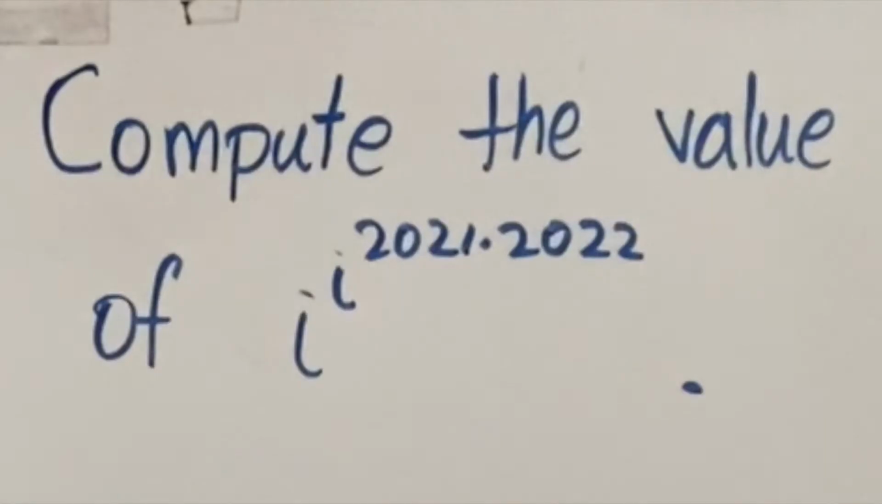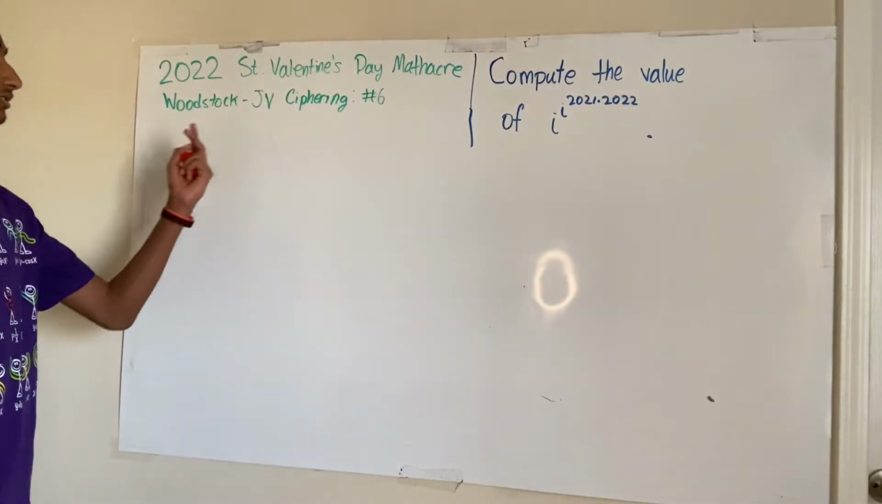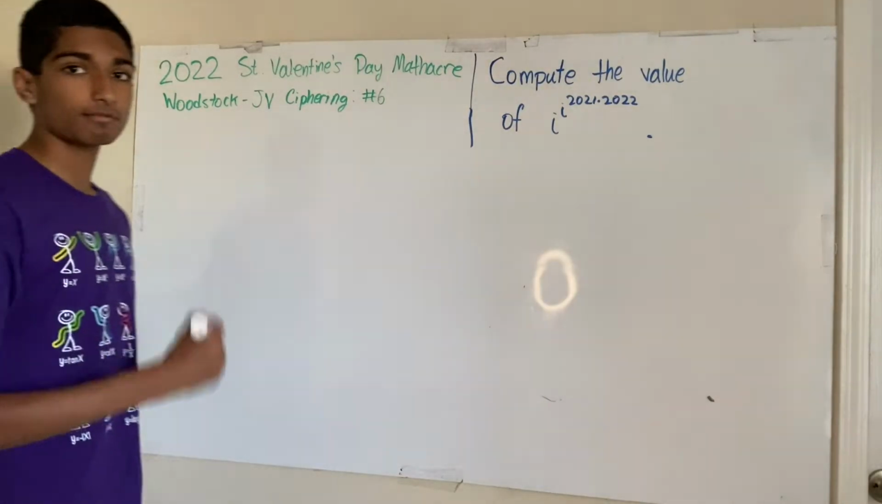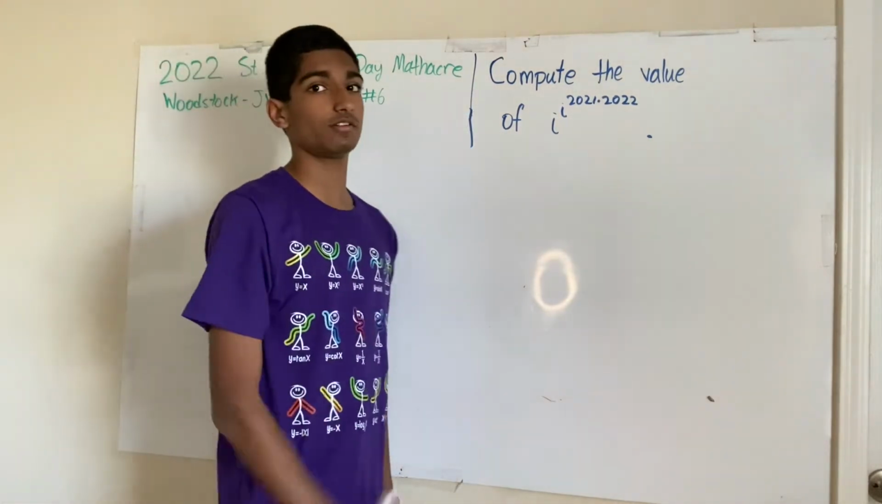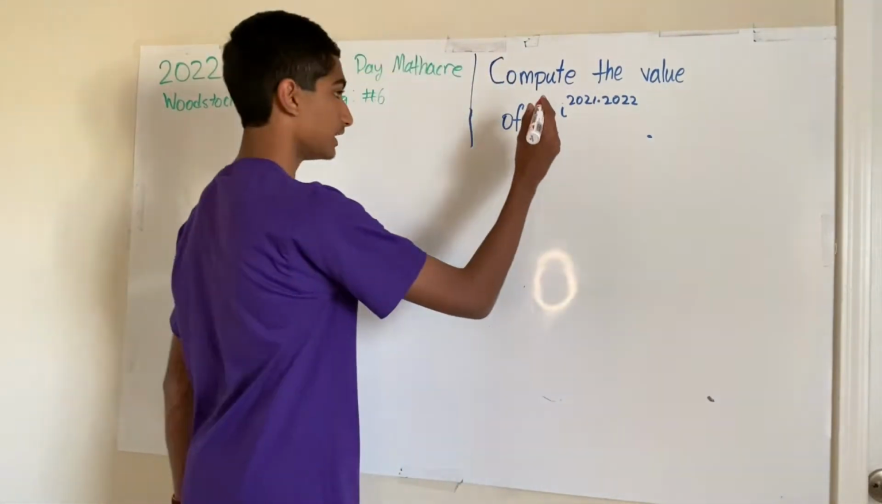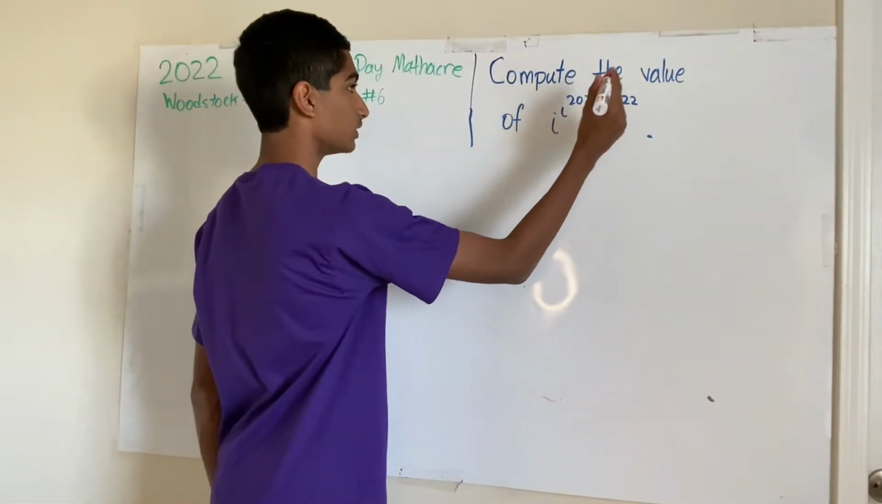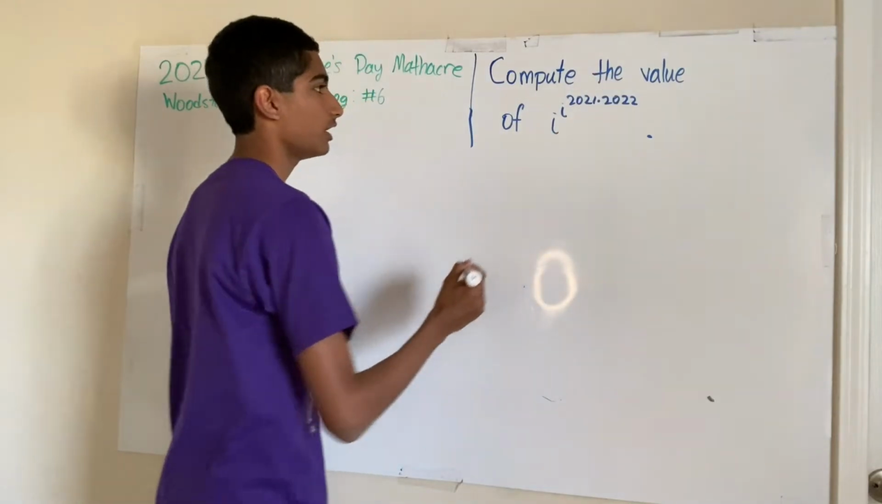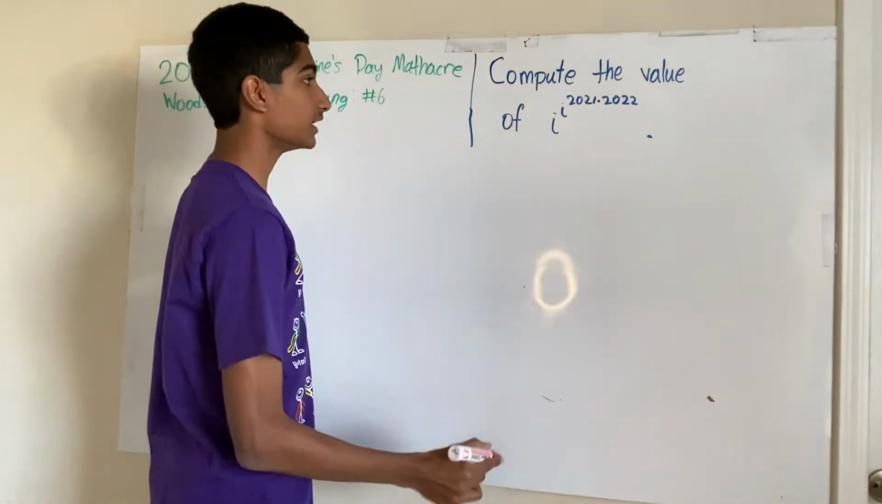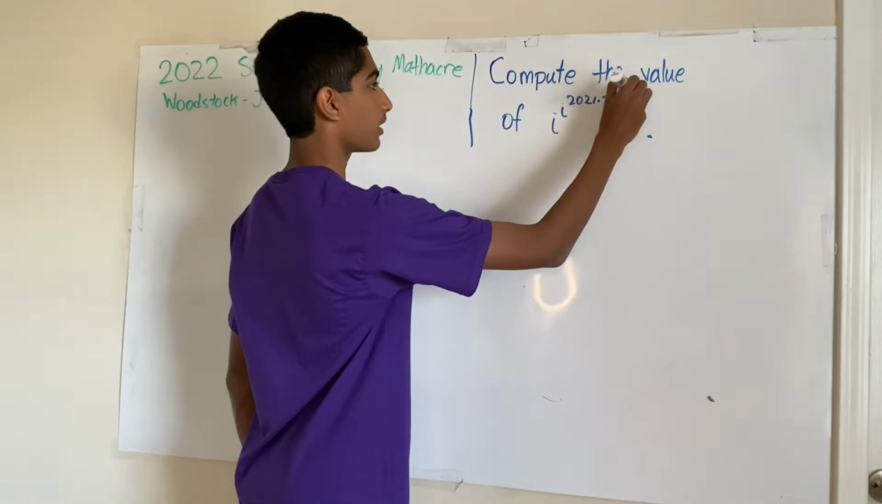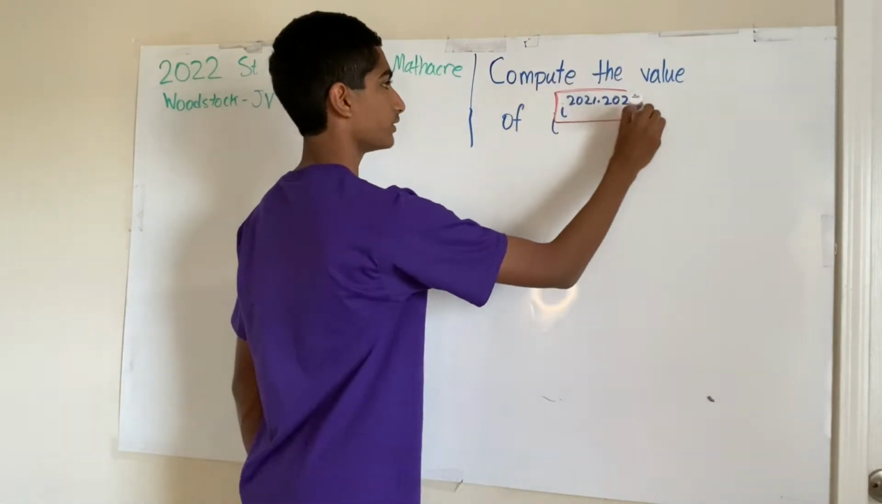The problem states: compute the value of i to the 2021 times 2022. As I said before, this is from the JV Ciphering tournament, problem number 6. Let's get into how to solve this problem. So it states i to the 2021 times 2022, and what we want to do first is compute this.